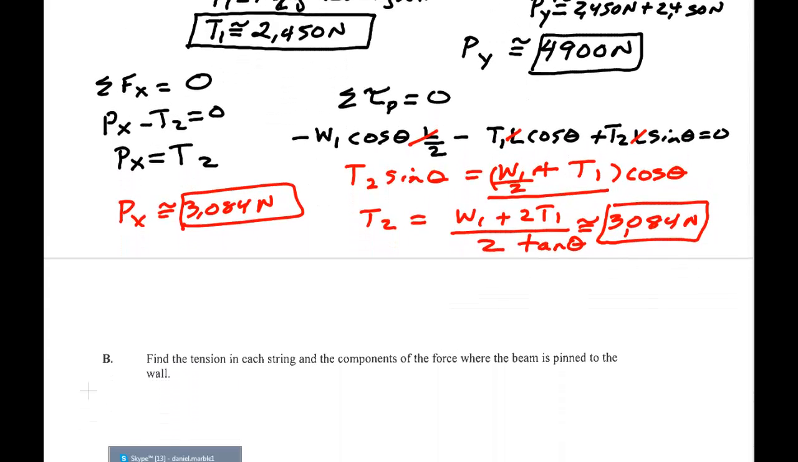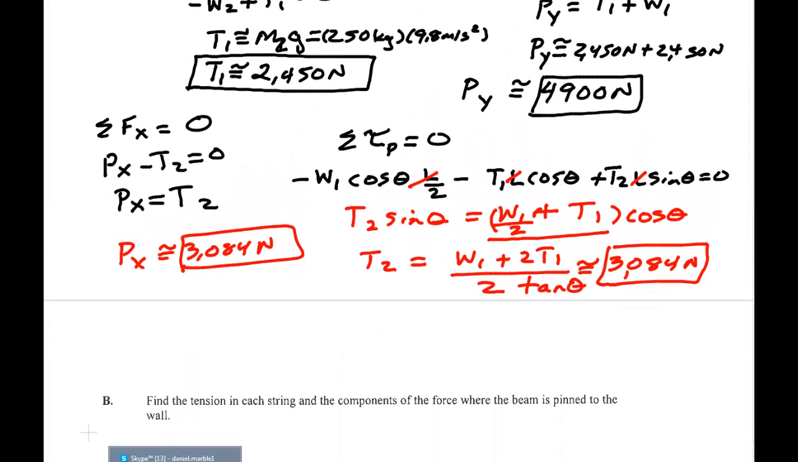Now, had they asked me to find the actual force of the pivot, I could say, look, I know it's 3,084 newtons here, because that's Px. And I know that up here it's 4,900 newtons, that's Py. I could find the hypotenuse to find P, and I could use the tangent to find that angle there.